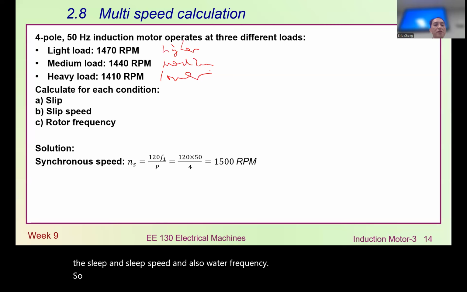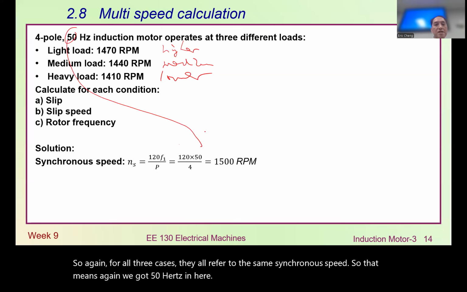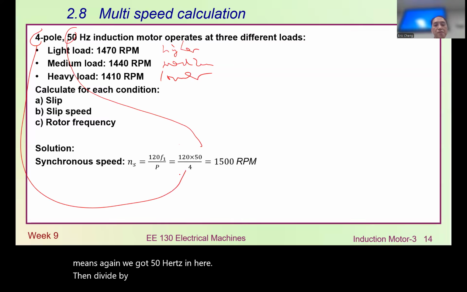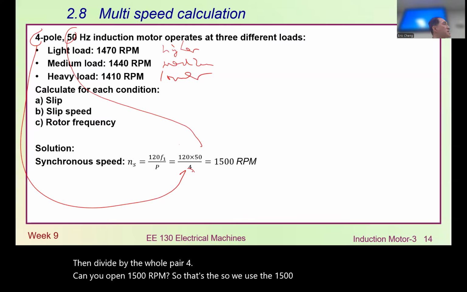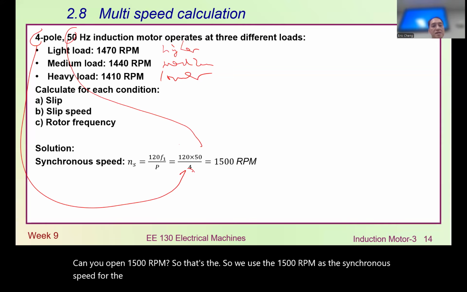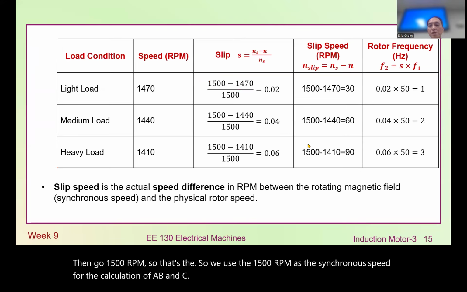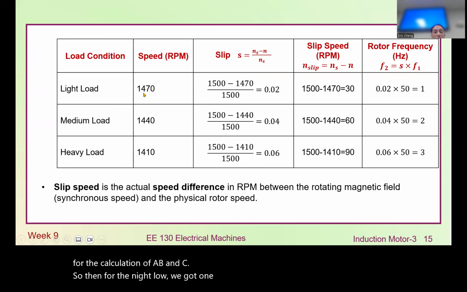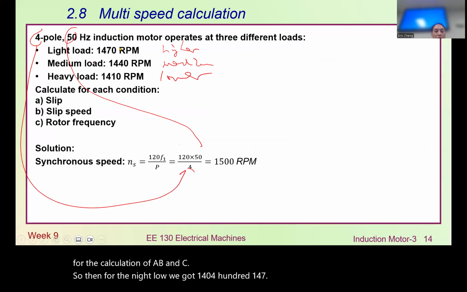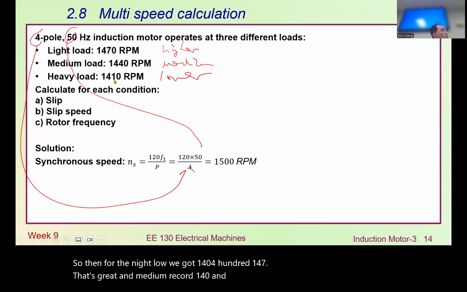Again, for all 3 cases, they all refer to the same synchronous speed. So we have 50 Hz divided by the pole pair, and we get 1,500 RPM. We use the 1,500 RPM as the synchronous speed for the calculation of A, B, and C. For the light load, we got 1,470. For medium, we got 1,440. And for the heavy load, we got 1,410.